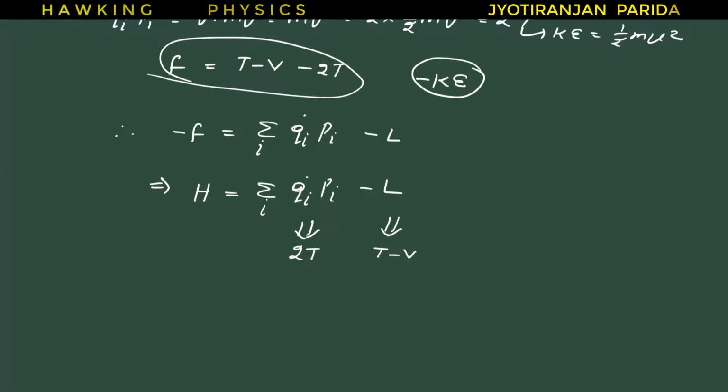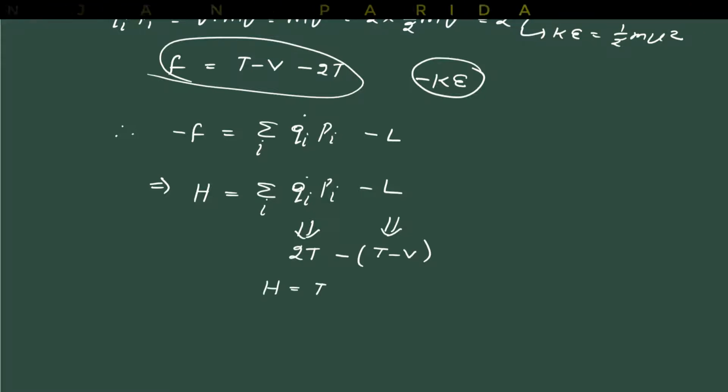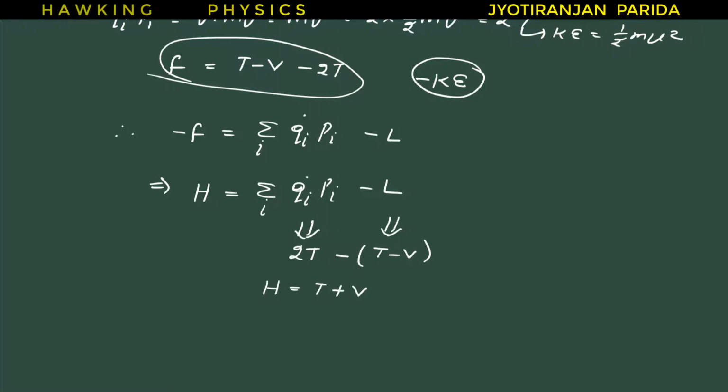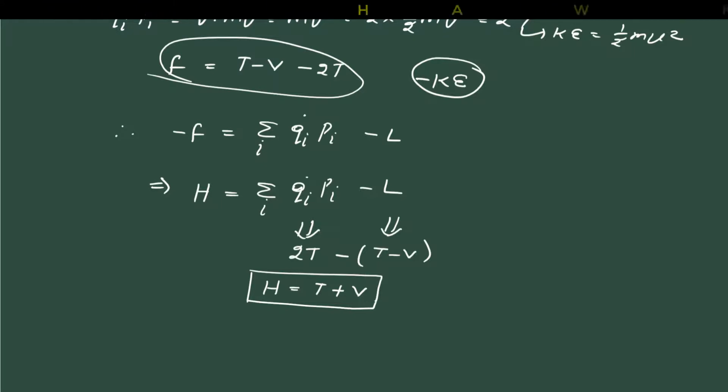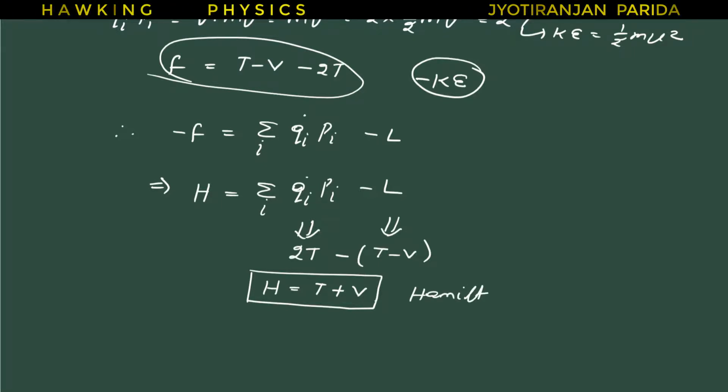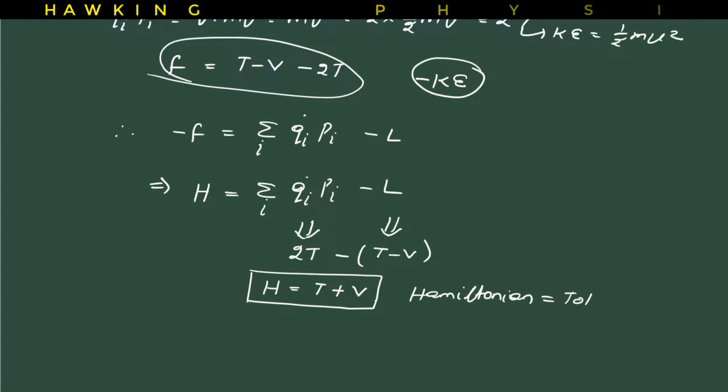Then if we put a minus symbol here, then you can get H equal to T plus V. This indicates kinetic energy plus potential energy, meaning the total energy of the system. Here you can say Hamiltonian is equal to total energy.